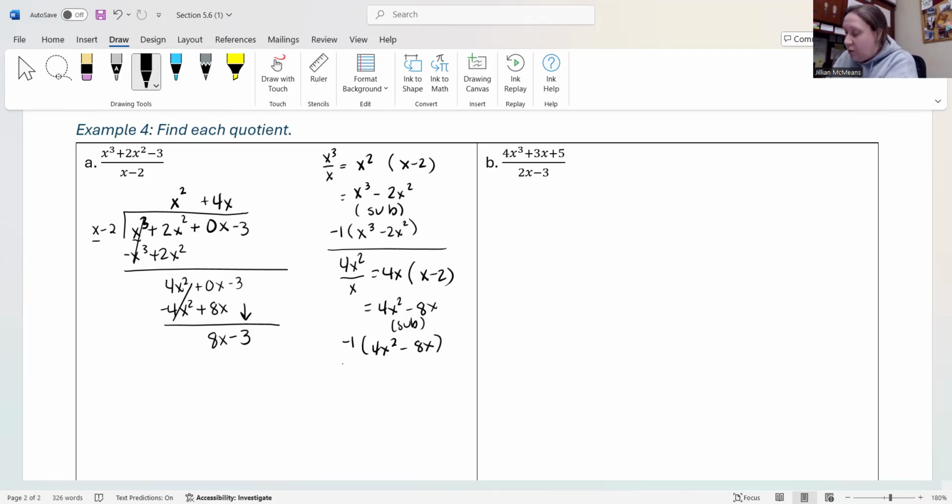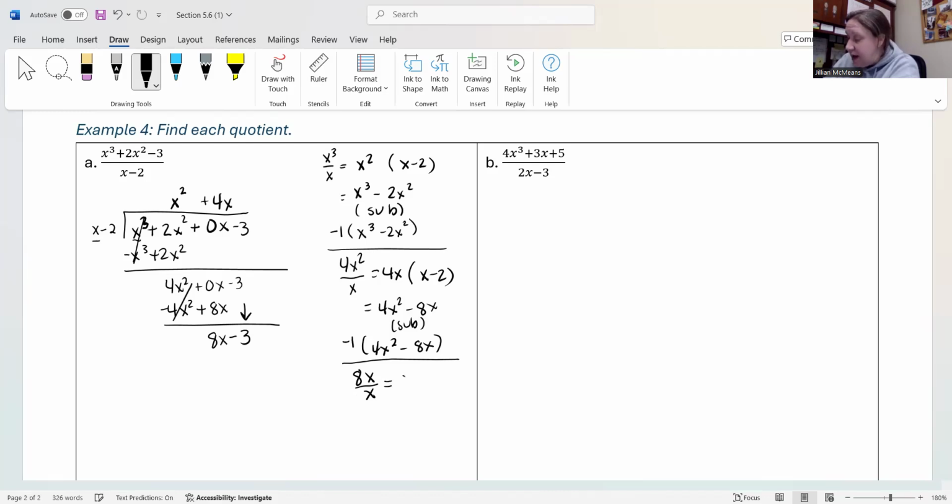Okay, now we repeat this process one more time because we still have a remainder. And just notice, for this to be a true remainder, the degree in the remainder portion has to be less than the degree in the divisor. It's not less, they're the same. So we have to do one more division. So I take the first term in the new dividend, which is 8x, and I divide it by the first term of the divisor, which is x. x divided by x is 1.